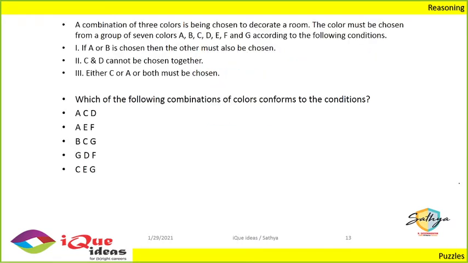Like, supposing it is said that a combination of 3 colors is being chosen to decorate a room. The colors must be chosen from a group of 7 colors A, B, C, D, E, F, G according to the following conditions. Now remember, the three conditions are: if A or B is chosen, then the other must also be chosen. C and D cannot be chosen together. Either C or A or both must be chosen.